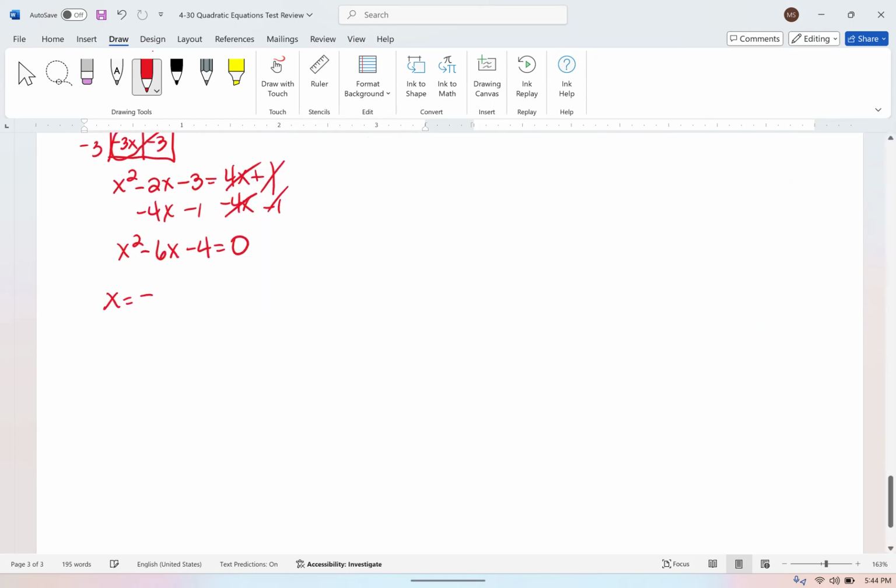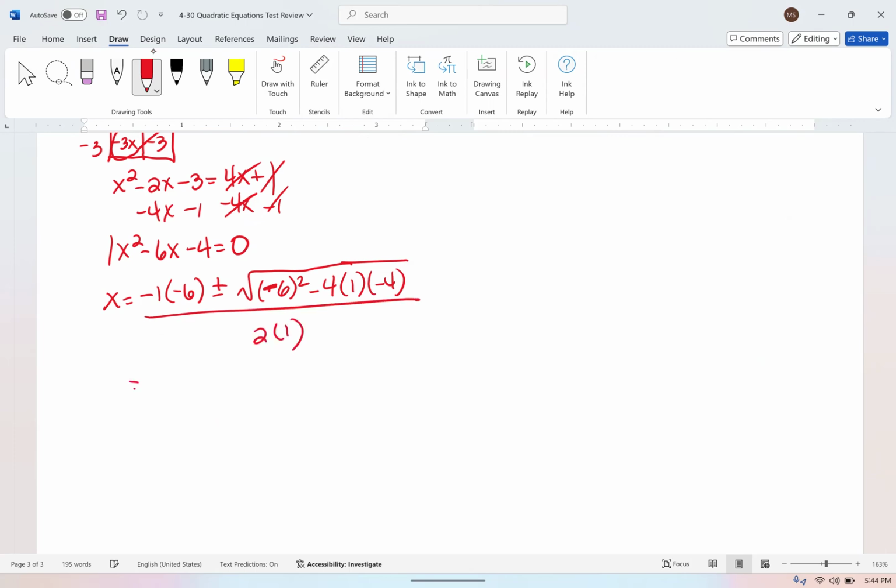X equals negative 1b, negative 1 times negative 6, plus or minus the square root of b squared. That's negative 6 squared minus 4, remember, this is a 1, times a times c, all divided by 2 times a. Negative 1 times negative 6 is 6. Negative 6 squared is 36. Negative 4 times 1 times negative 4 is positive 16. 2 times 1 is 2. So this is 6 plus or minus the square root of 52 over 2.